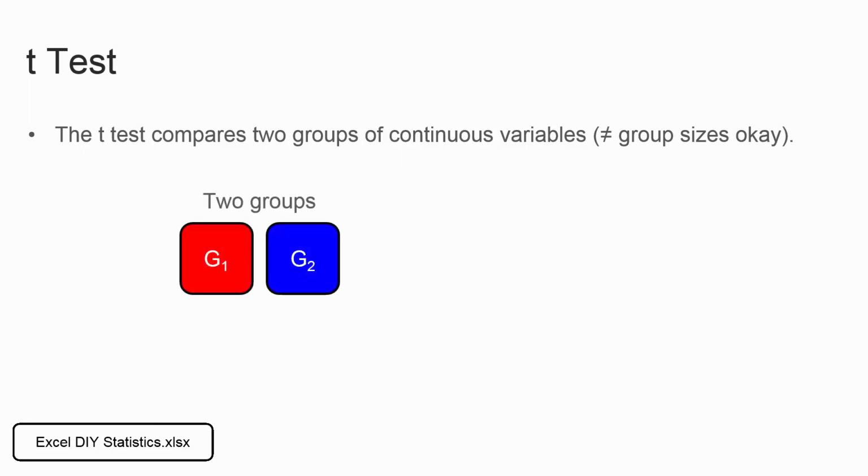Suppose we have two groups, Group 1 and Group 2. The t-test will compute one comparison. It'll compute the mean for Group 1 and the mean for Group 2. It'll then compare the group means to each other and compute a p-value, which will tell us if there's a statistically significant difference between the means.